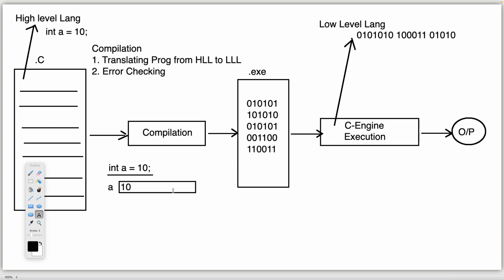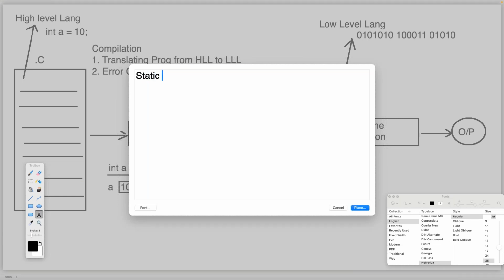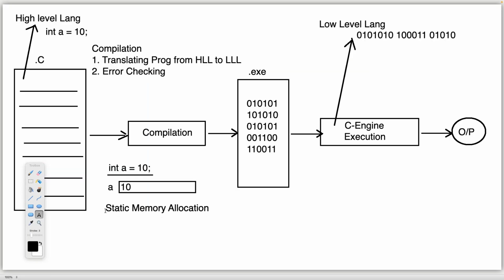If the memory allocation is provided for the primitive data at compilation time, at what time? Compilation time. Then that memory allocation is called static memory allocation. That memory allocation is called what? Static memory allocation. What is static memory allocation? If the memory allocation is provided at compilation time for the primitive data, then that memory allocation is called static memory allocation. Got it or not?